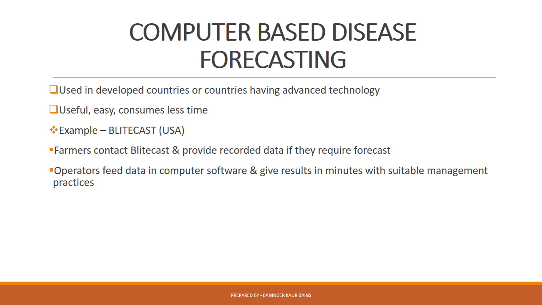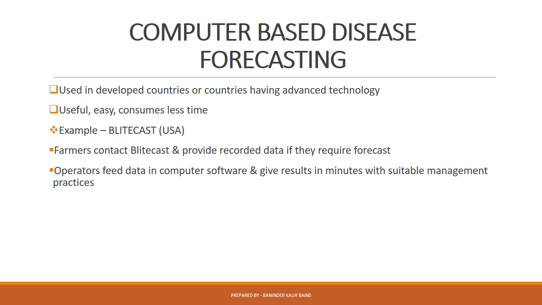And the last one is computer based disease forecasting. So this system is basically used in the countries which are economically very well developed countries, or the countries having advanced technologies, and this system is very useful. It is easy, it consumes less time, means once they have developed the software or program for the forecasting of a particular disease, then they only feed the data provided by the farmers and they give them the forecast for the disease. So one of the examples is Blightcast.